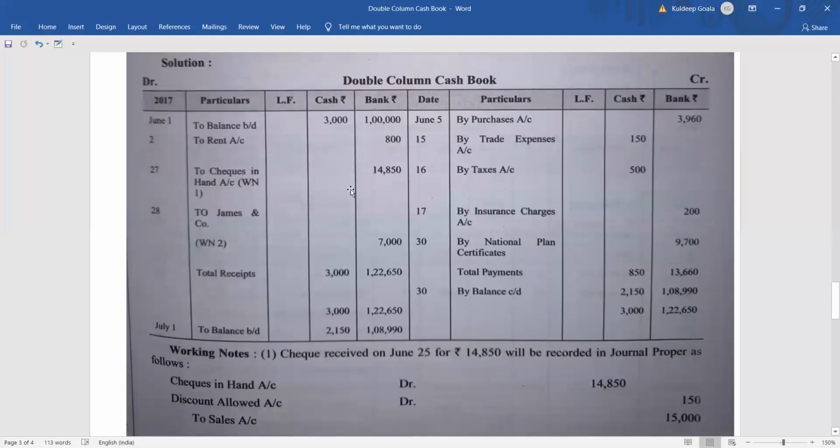So simply find out what is the total of the payment side. In the payment, there is a debit, meaning the receipt side. This credit means the payment side. So you find out the receipt and payment both separately. So receipt side one by one. First we will do the cash.